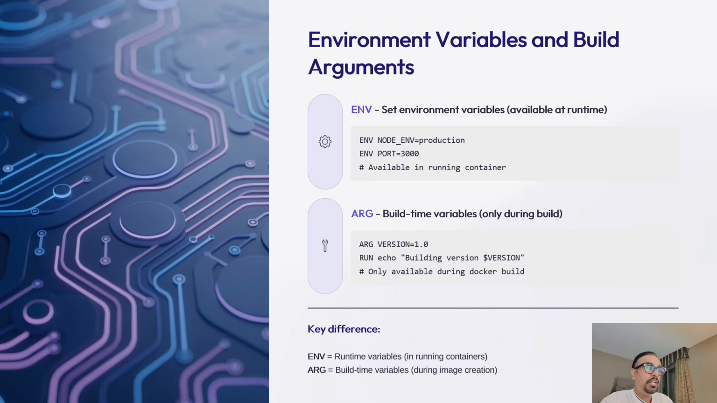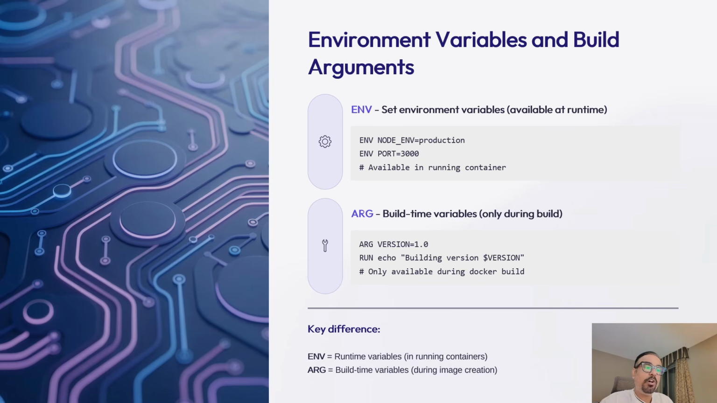Now let's understand ENV and ARG. Both deal with variables, but they serve different purposes. First is ENV. ENV sets the environment variable that will be available when your container runs. For example, over here, ENV NODE_ENV=production sets the node environment to production, and your application can read this variable at the runtime. So web servers often use ENV PORT=3000 to know which port to listen on. So these variables persist in the final image and are available to your running applications.